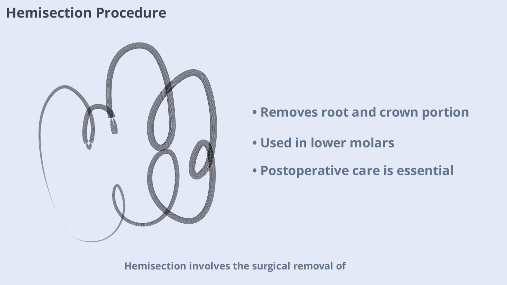Hemisection involves the surgical removal of a root with its associated crown portion. After anesthesia and flap release, the root is sectioned and removed, and the remaining tooth structure is reshaped as needed. Hemisection is commonly used in lower molars with severe furcation involvement. Proper technique and postoperative care are essential for successful healing and restoration of function.